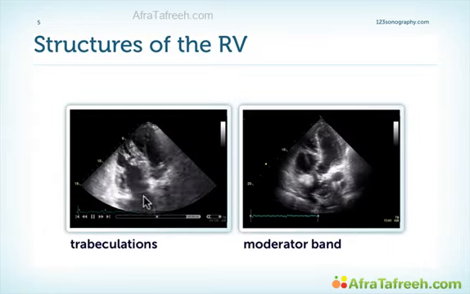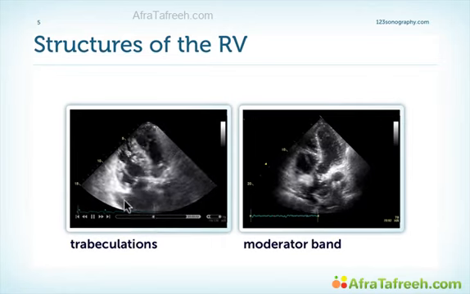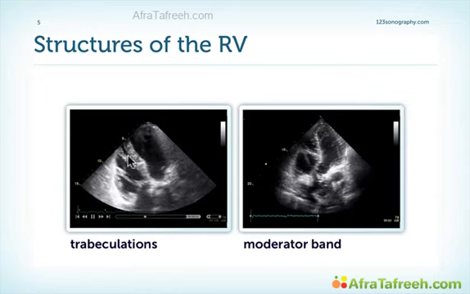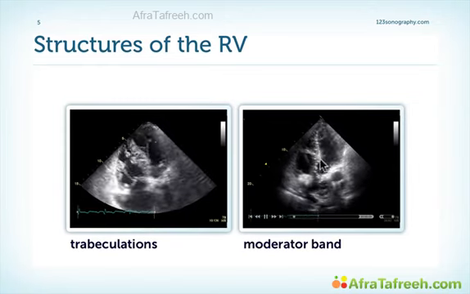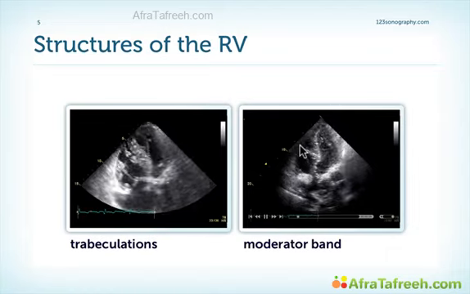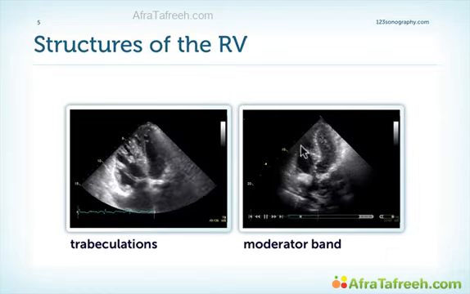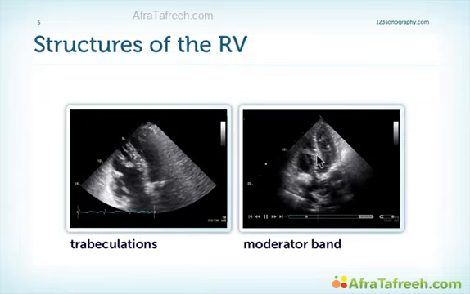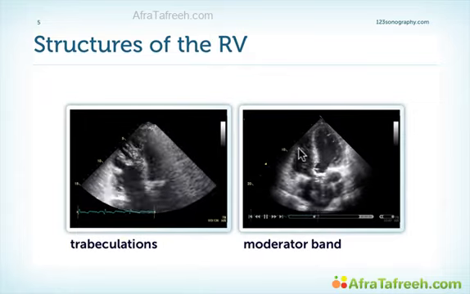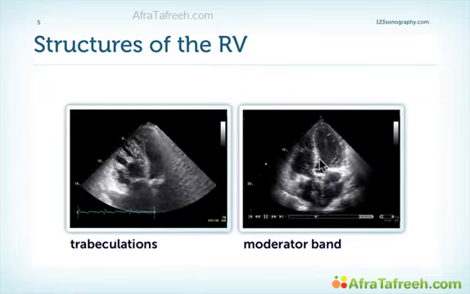This is an angulated four-chamber view of the right ventricle, where we can see these prominent, very strong trabeculations. And in this four-chamber view, we see the moderator band, which transverses the right ventricle from lateral towards the septum, and it's probably also involved in the conduction system.